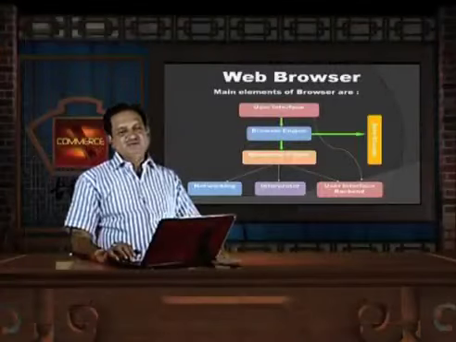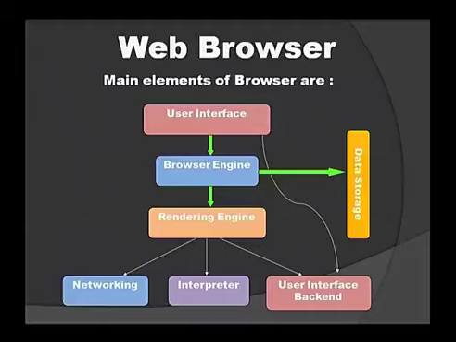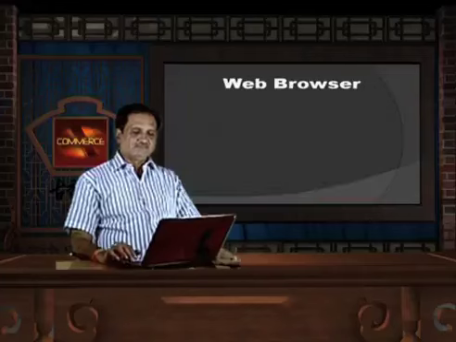Now, a web browser basically contains various different parts. These are as shown on the screen. The main elements of a browser are user interface, browser engine, rendering engine, networking, interpreter, user interface backend and data storage. Now friends, we will go into a little bit more detail of these components.